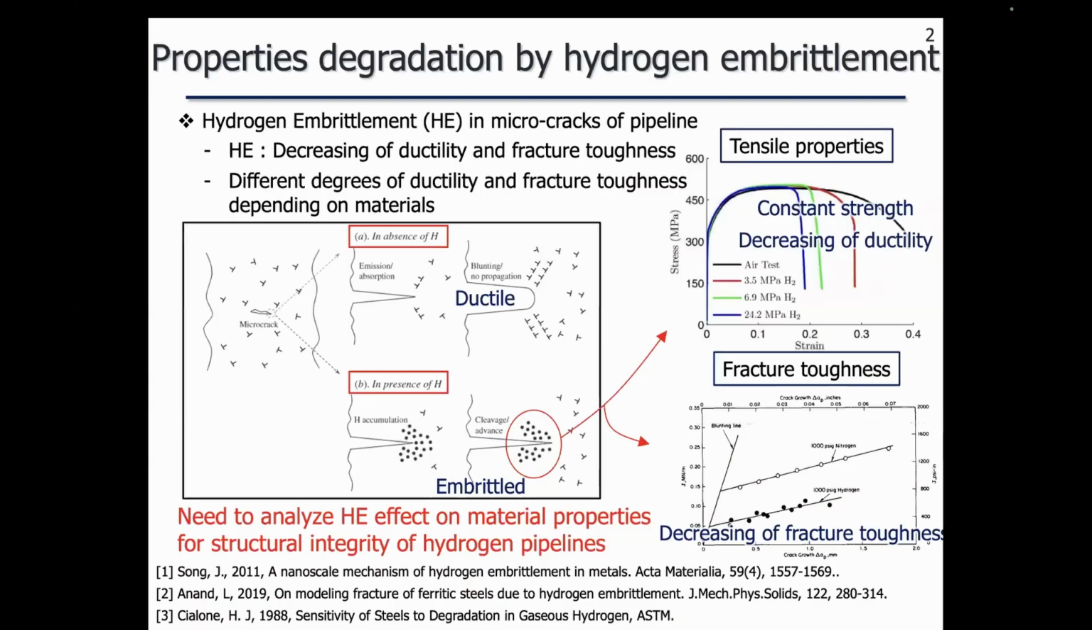As hydrogen has emerged as a renewable energy, the structural integrity of hydrogen pipelines has been investigated. However, if micro cracks occur in a hydrogen pipe, the hydrogen atoms are concentrated and penetrate into the crack tips. Then material properties such as ductility or fracture toughness could be degraded. Therefore, it is necessary to analyze the hydrogen embrittlement effect on material properties for the structural integrity of hydrogen pipelines.